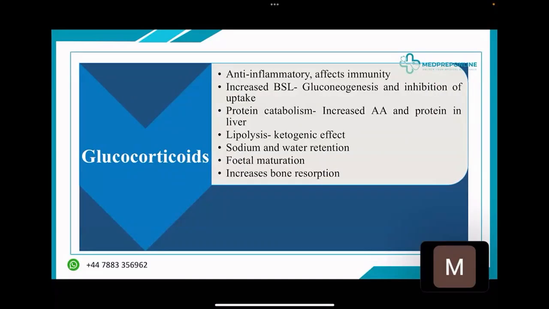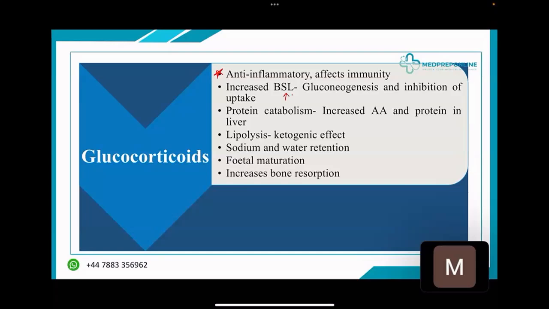Now coming to glucocorticoids. Now glucocorticoids, once we understand its role, its functions, we'll be able to understand the clinical significance and why we use it in our day-to-day practice. It's anti-inflammatory and it's affecting the immunity. Now, its most important use in clinical practice is as an anti-inflammatory drug. Why is it given? Because it stabilizes your mast cell membrane, it stabilizes your lysosomes, so it has an anti-inflammatory action. Then what it does is it leads to gluconeogenesis and it inhibits the uptake, correct, of glucose.